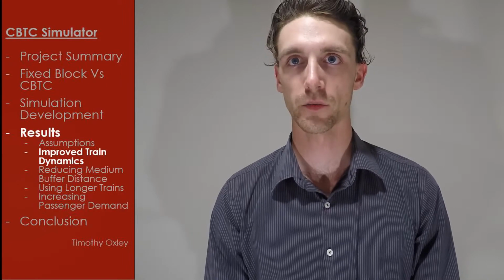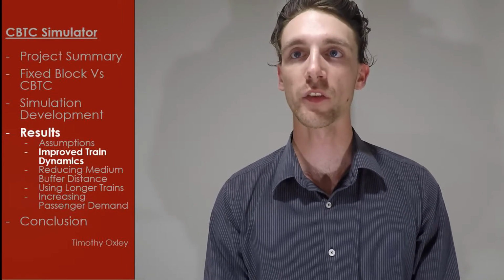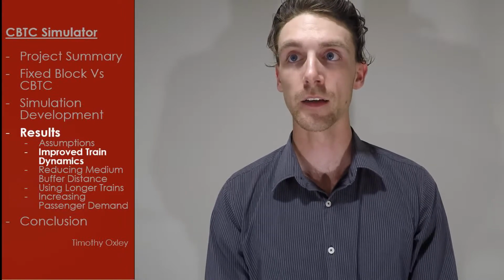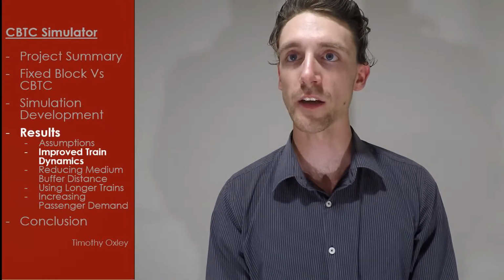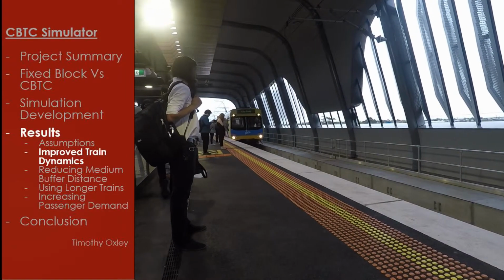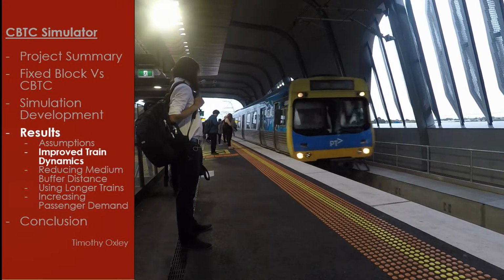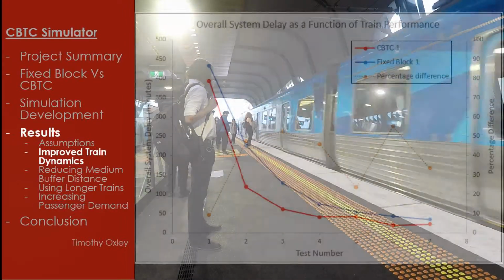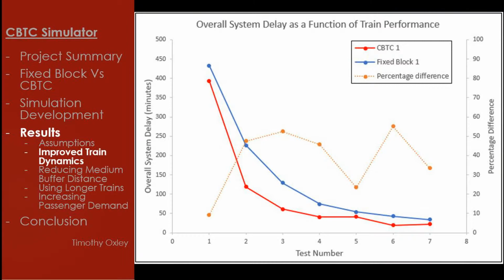Improved train dynamics. The performance of either system can be improved simply by using trains that can accelerate and brake harder. This allows journey times between stations to be reduced. If a train arrives early enough to a crowded platform, it may not accumulate any delays, as a departure will still take place after all passengers have boarded. Despite this, a CBTC system consistently performs with 43% less delays across all scenarios tested when operating on the same timetable as the fixed block simulation.